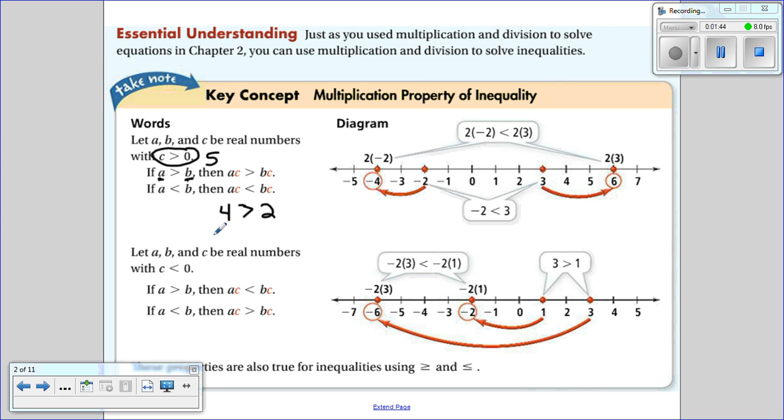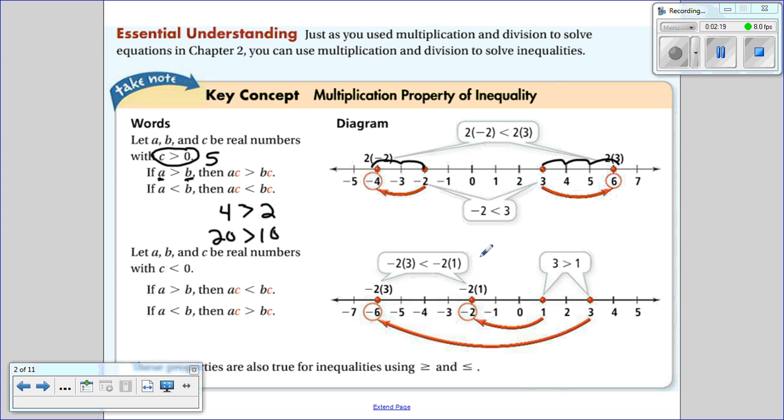If we take 4 times 5, we get 20. And if we take 2 times 5, we get 10. So 20 is still greater than 10. And that's the same as if we started off less than. If it was 2 less than 4, it would stay the same. Here's why. When you take some number like -2 and multiply it by 2, all it does is get further negative. And when you take a positive number like 3 and multiply it by 2, it just gets further positive.